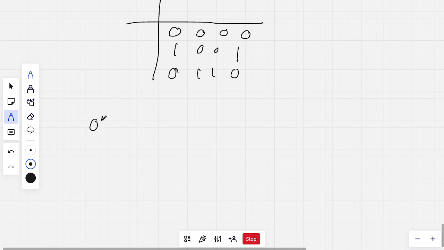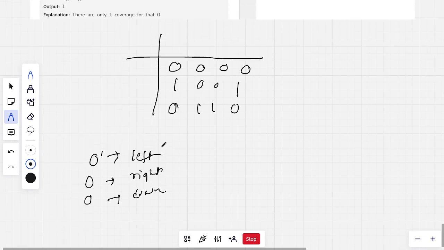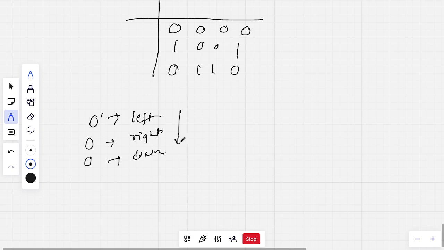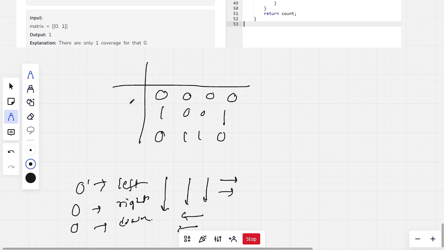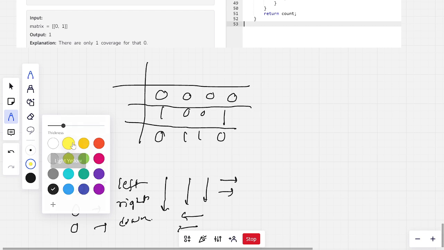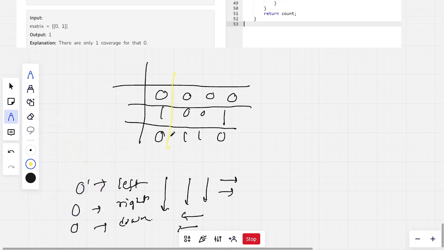Okay, so if there is a zero, you can see it can have a 1 on the left side, it can have a 1 on the right side, and it can have a 1 on the downside as well. So if you check the possibility, you have to go to the deepest point in all directions. So this is the rule of the matrix. So if you have to check, suppose I divide this into rows and columns. Okay, so these are my columns and these are my rows.